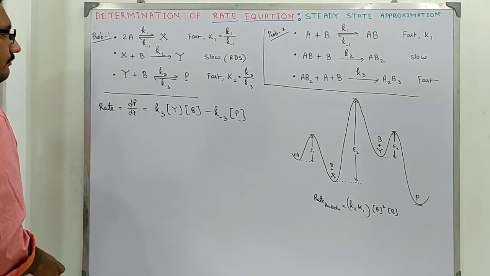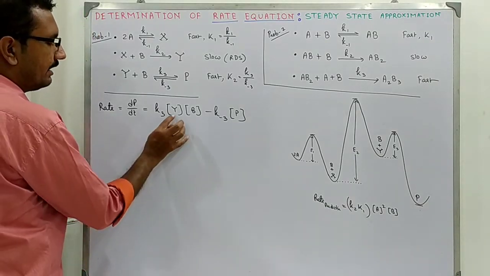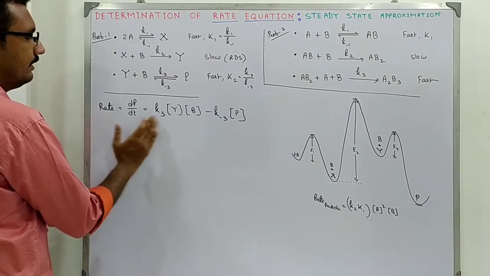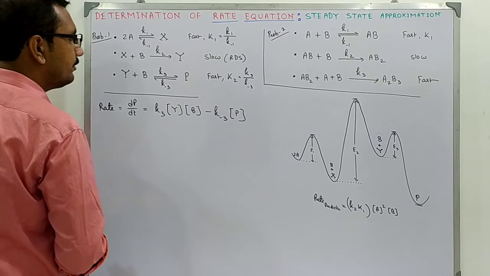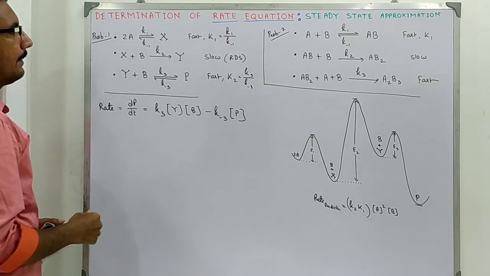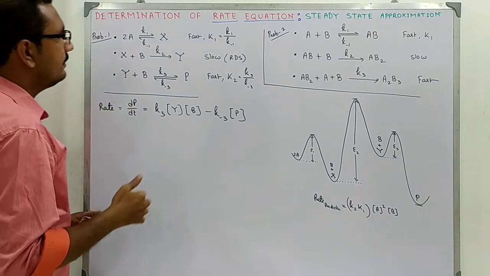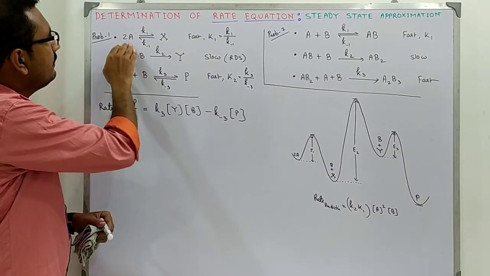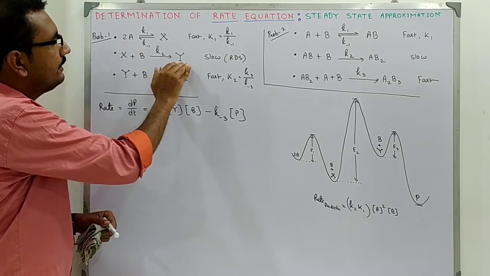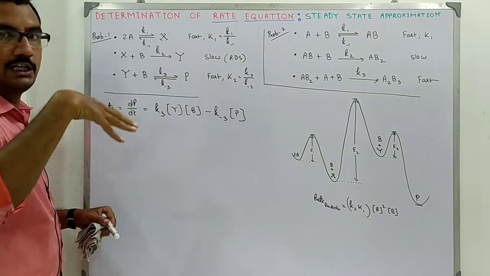Now, we have to determine the value of Y and put it in this equation so that we will get the rate equation. Now, how to get Y? For this, we will apply the steady state approximation, that is, at first, since this step is fast and this step is slow, Y will accumulate.